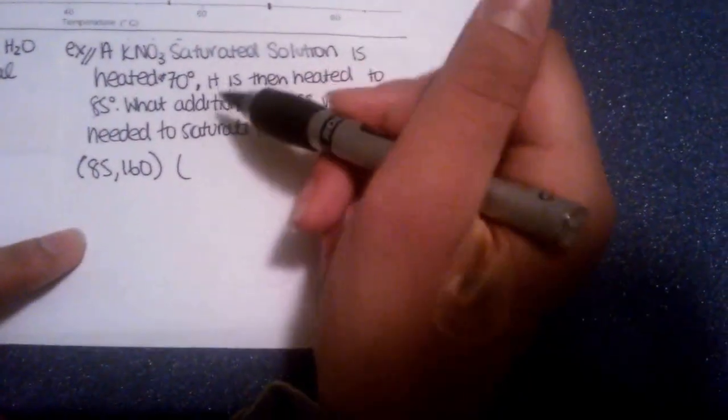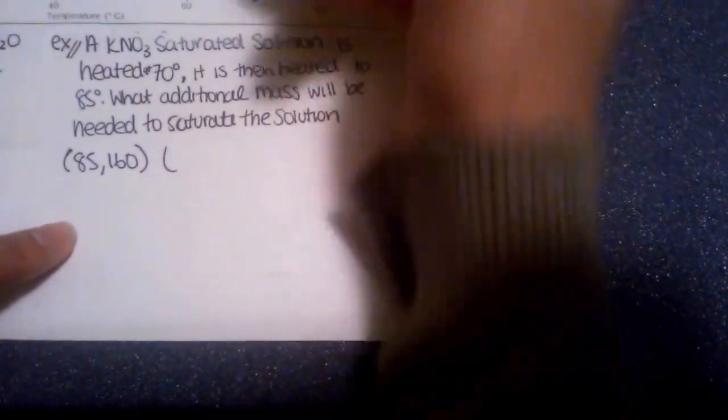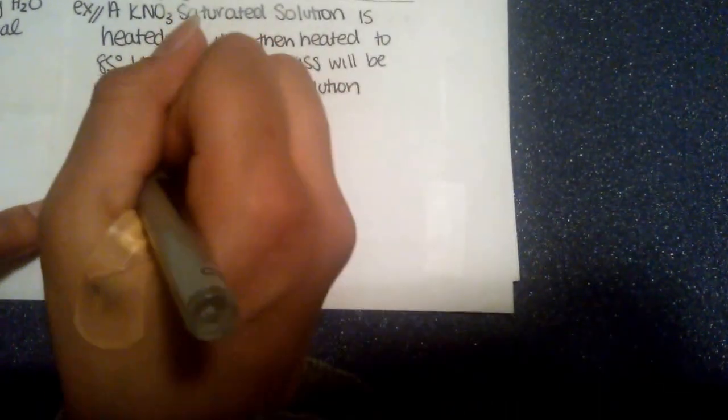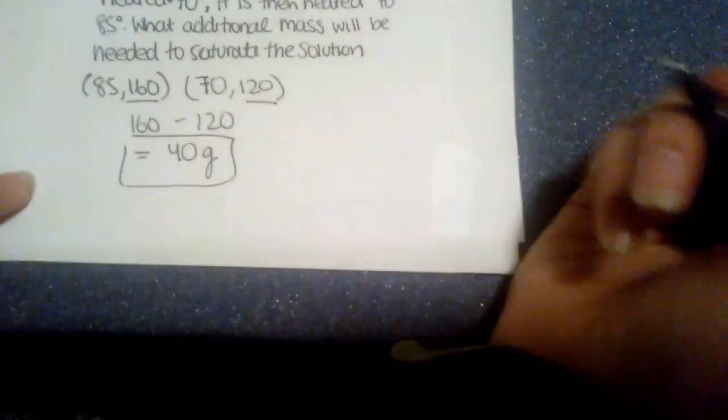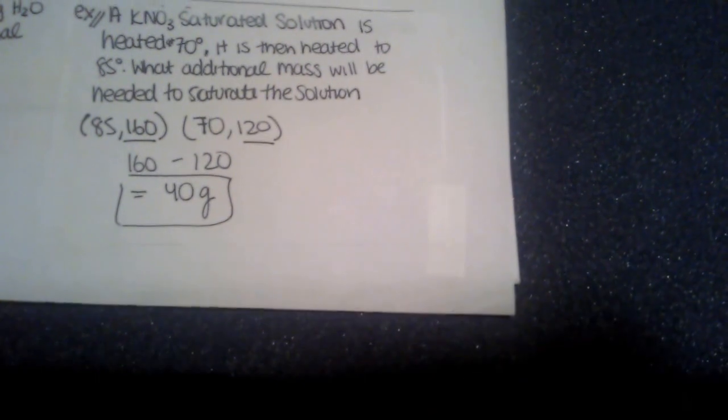For our second one, it is a saturated solution heated to 70 degrees. So 70 is right here, and approximately the solid that it dissolves is 120. So again, 70 is our x and our y is 120. Just like the first one, we take the two y values, which are the solid values, and then subtract them. 160 minus 120 gives us, very easy math, 40 grams. So you will need 40 additional grams to saturate the solution.